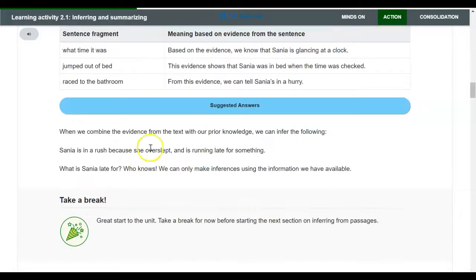So when we combine that evidence from the text with our prior knowledge, we can infer that she's in a rush because maybe she overslept and maybe she's running late for something. So what is she late for? Who knows? We can make inferences using the information we have available.